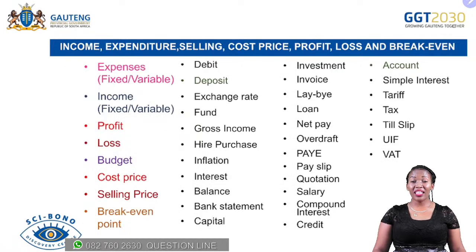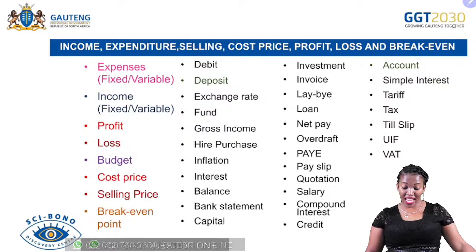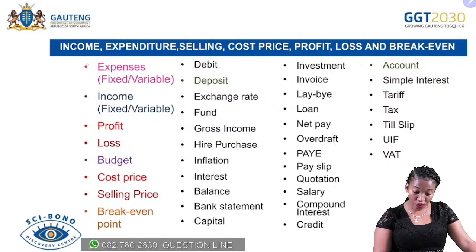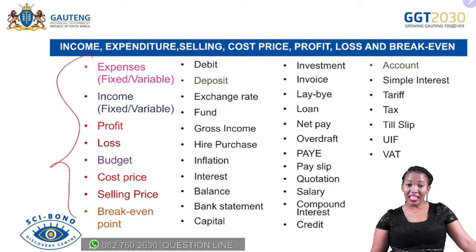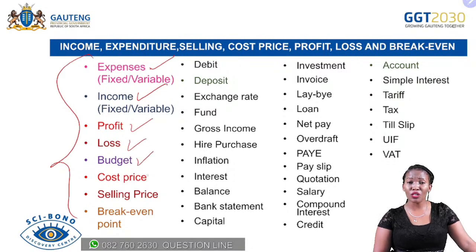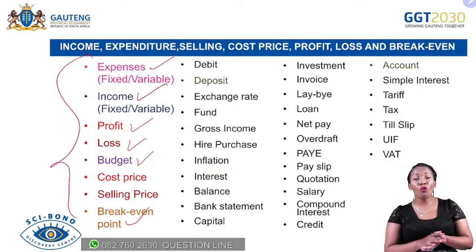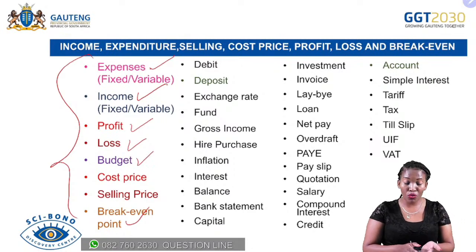So like I said, there's quite a lot of terminology involved, girls and boys. But for today's section only, we are going to focus on these highlighted items. We are going to look at the definition of expenses, and then we have different types of expenses. You will look at the definition of income, profit, loss, budgets, selling price, cost price, and lastly, break-even analysis. Guys, it's very, very important that you know how to explain these terminologies.